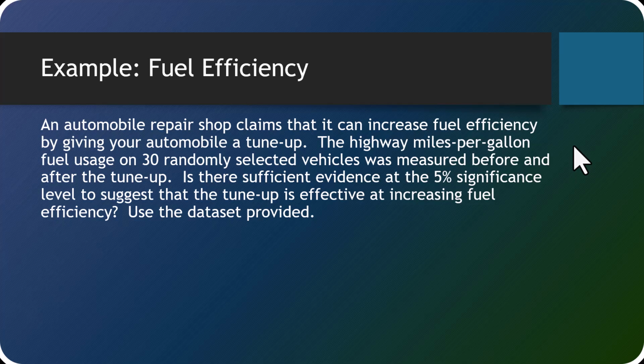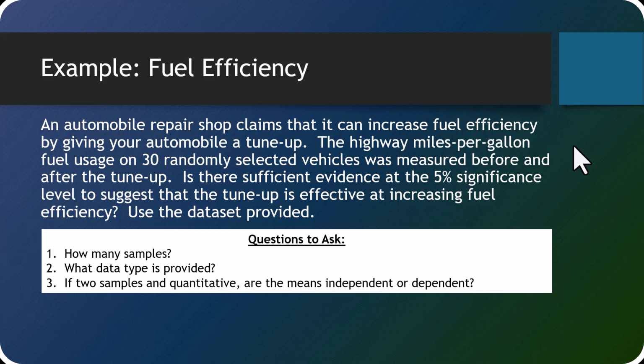Example, fuel efficiency. An automobile repair shop claims that it can increase the fuel efficiency by giving your automobile a tune-up. The highway miles per gallon fuel usage on 30 randomly selected vehicles was measured before and after the tune-up. Is there sufficient evidence at the 5% significance level to suggest that the tune-up is effective at increasing fuel efficiency? Use the dataset provided. So remember, anytime we are beginning a hypothesis test, we have three questions that we need to answer.